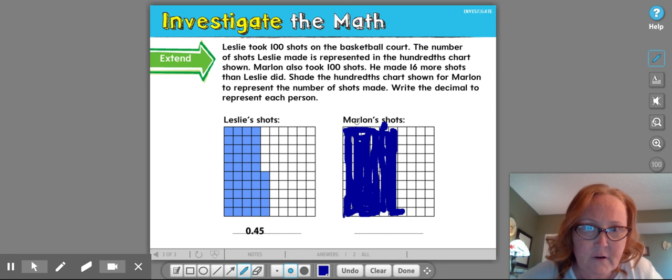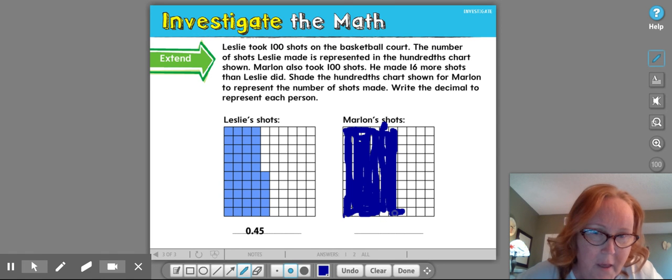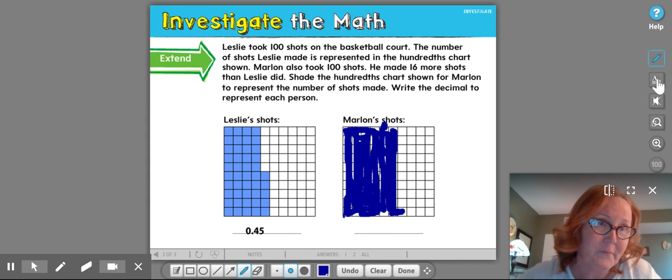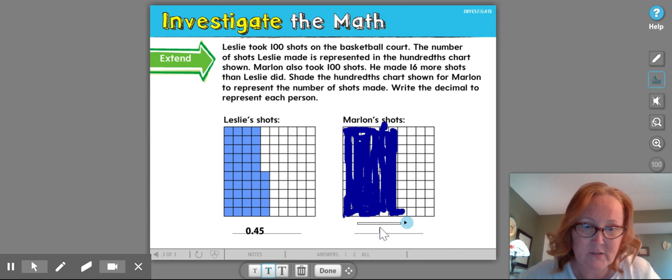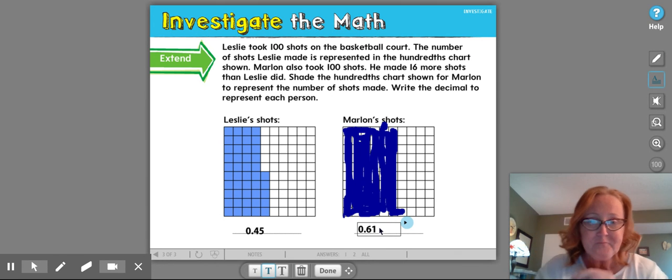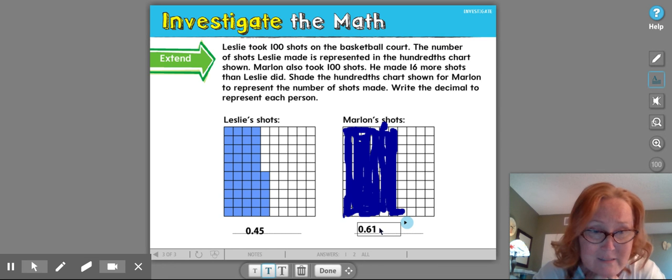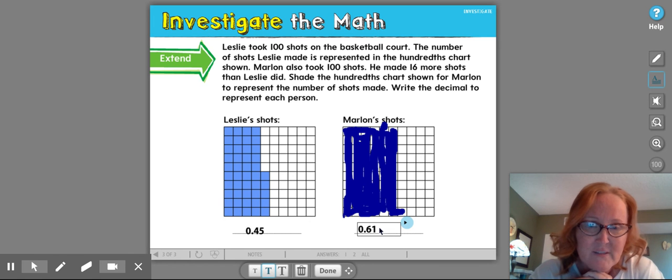So now Marlon, a little harder to see here because I colored it so beautifully. 1, 2, 3, 4, 5, 6, 1. Okay, so now Marlon has 0.61. My coloring is not so beautiful when you use a dark color. Let's learn that. Don't use dark colors. Okay, and if you did the math and did 45 plus 16, you would see that 61 was your answer, right? So he has 61 hundredths as the decimal. 61 out of 100 would be how many shots he made, because he made 16 more than Leslie.